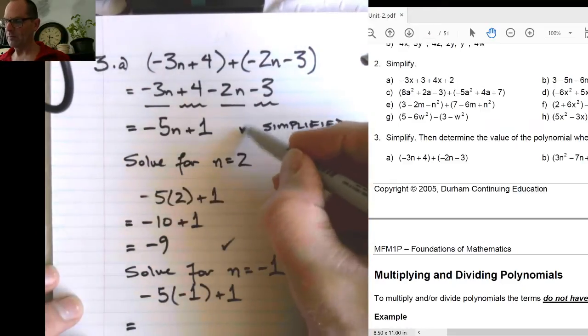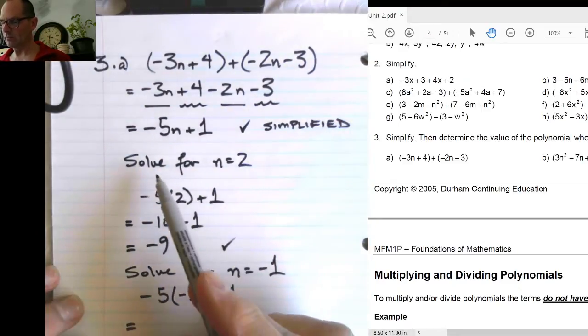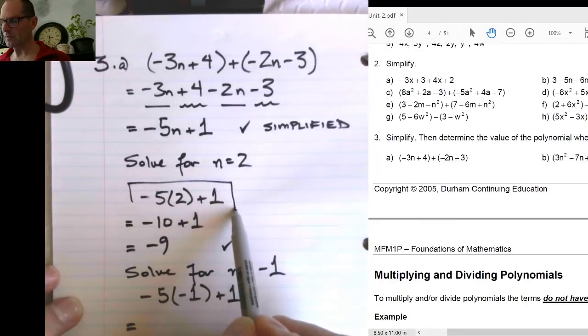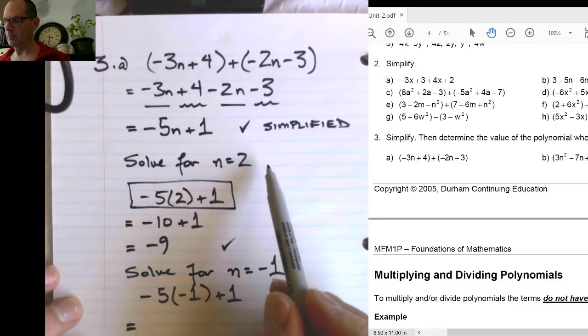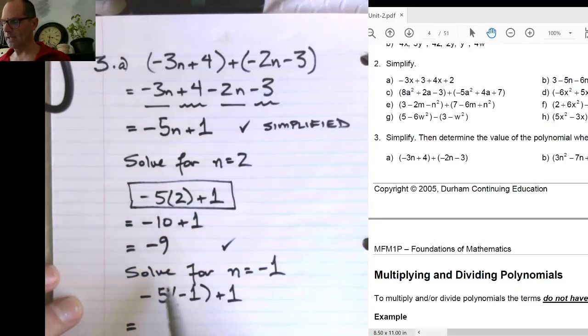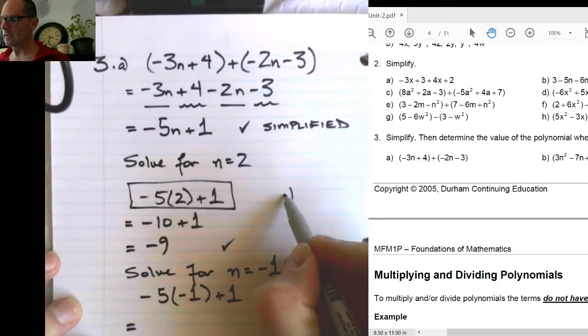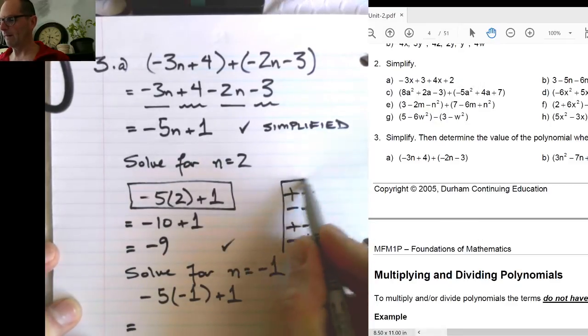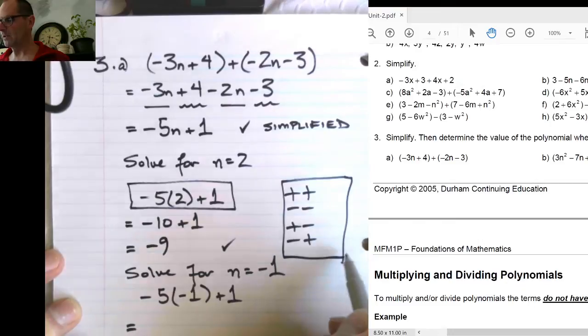Okay, so here we've simplified it. Now here we've solved the expression. This expression here, we've solved it for when n equals 2, it equals 9. And I'm going to solve the expression again for when n equals -1. Negative times a negative. Again, this is a handy little memory aid here.